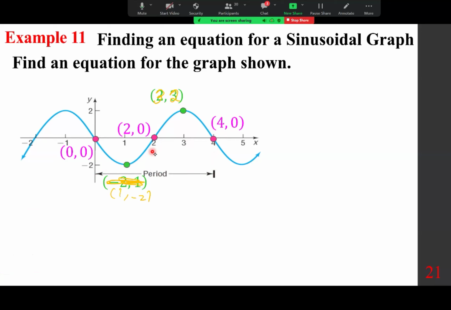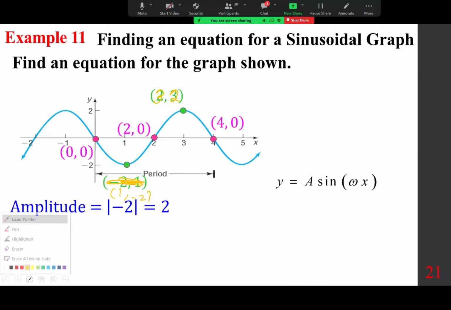Notice for sinusoidal functions, the max is 1 and the min is negative 1, but in this case, the max is 2 and the min is negative 2. So that means the amplitude is 2. This one has (1, -2) coordinates. This one has (3, 2). So the amplitude is 2.